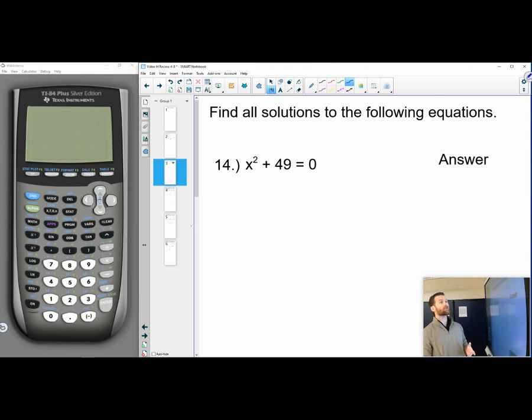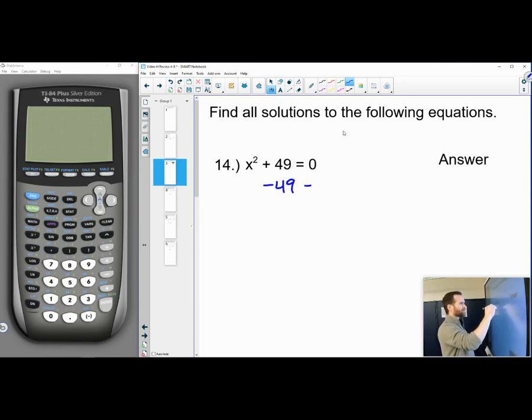Find all solutions to the following equation. So here we've got one equation, it's x squared plus 49 equals 0. Now there's a couple different ways we could do this. We could try and use the quadratic formula with an a value of 1, a b value of 0, and a c value of 49. That'd be one way to do it. But I think since there's no b value here, there's just an x squared and no x to the 1, we can just get x by itself.